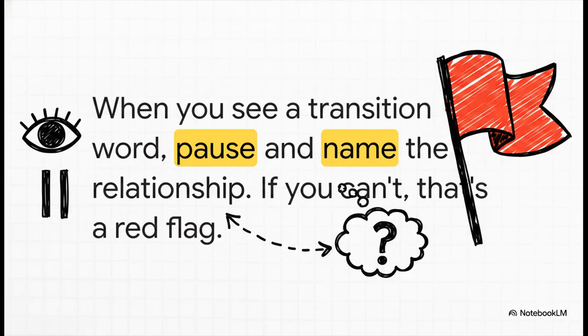So if you want to build one single habit that will make you a master of this, it's this. Every single time you see a transition word in a piece of writing, just pause for a split second and name the relationship it's supposed to be signaling. If you can't do it instantly, that is a massive red flag that the word might be wrong.